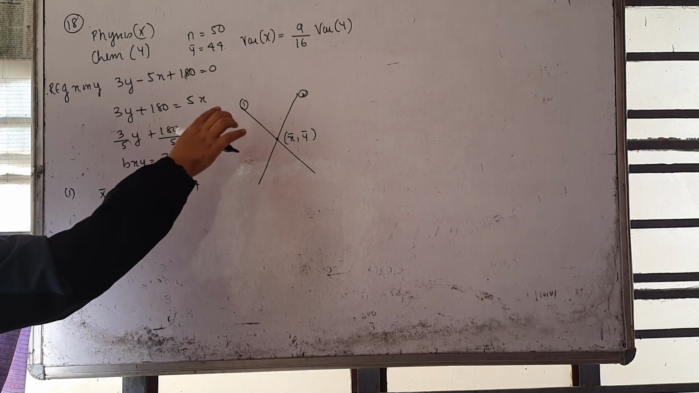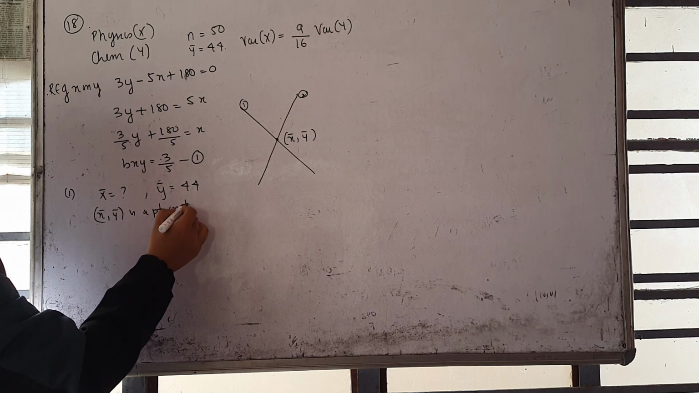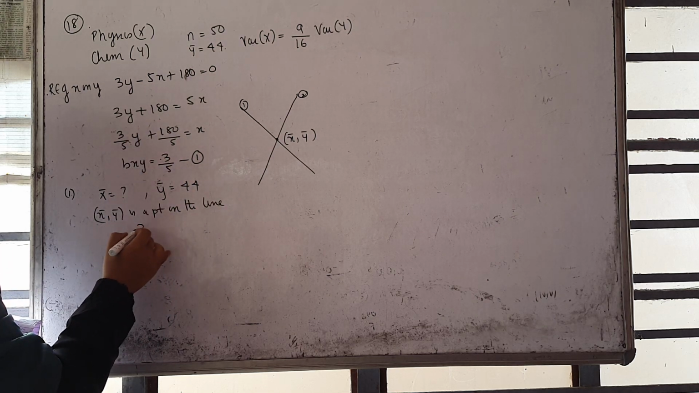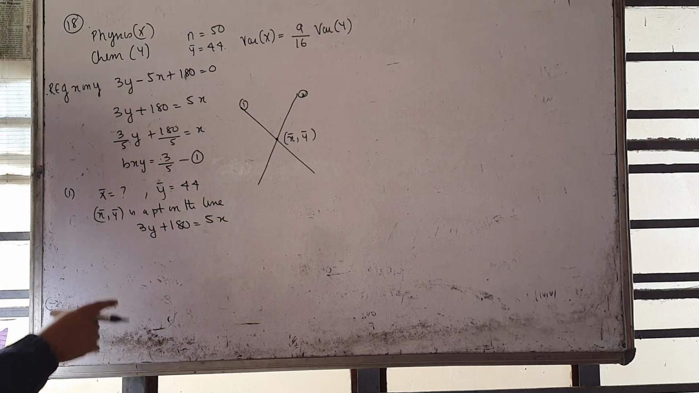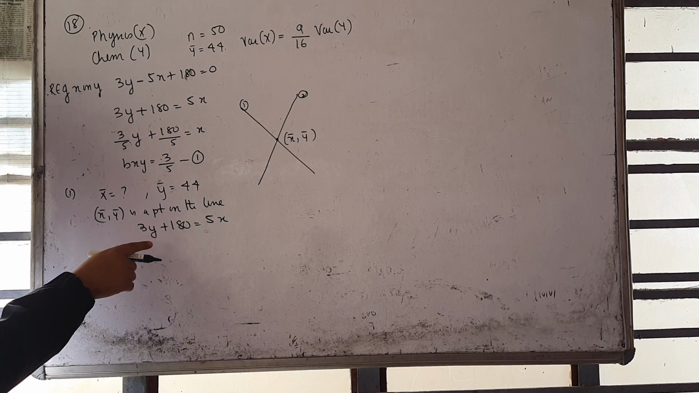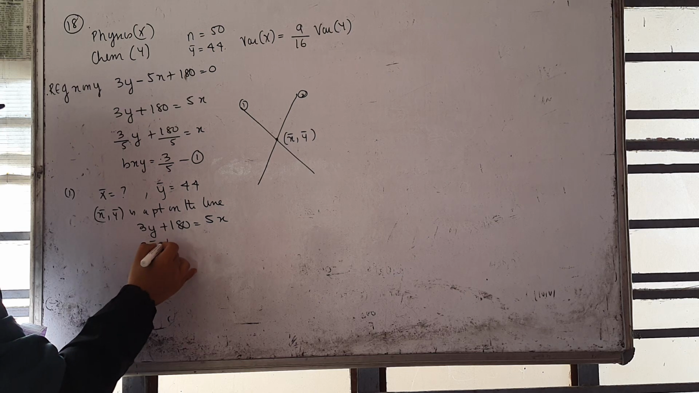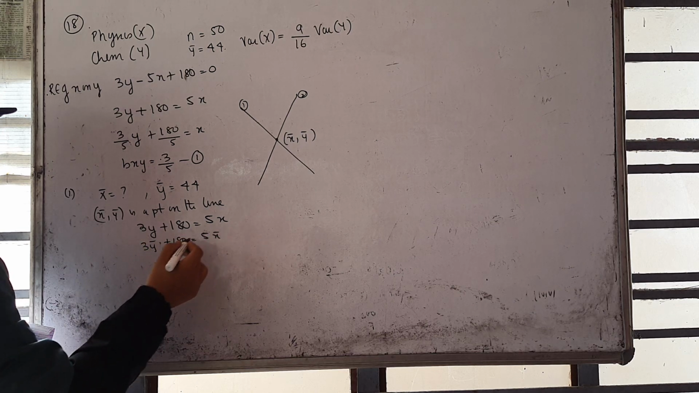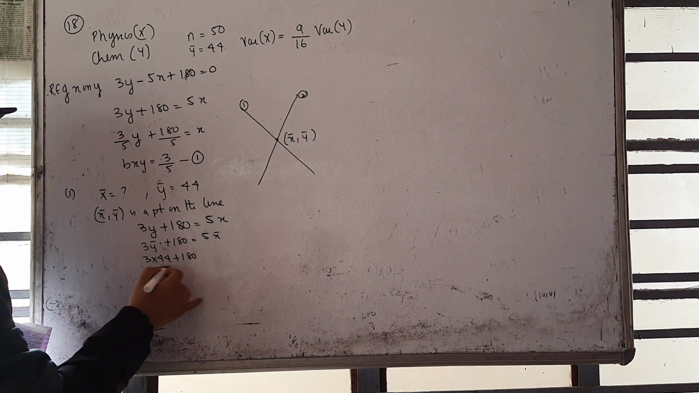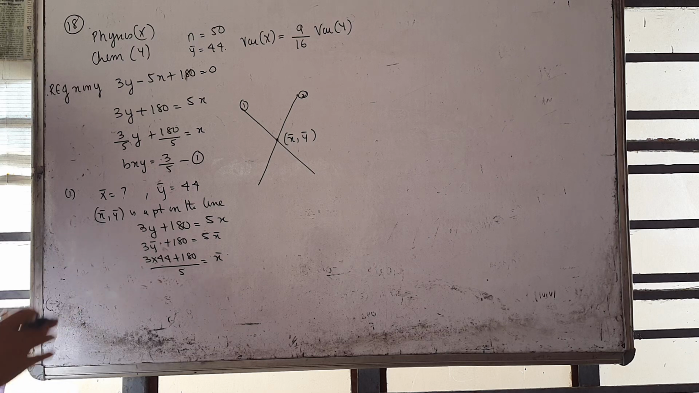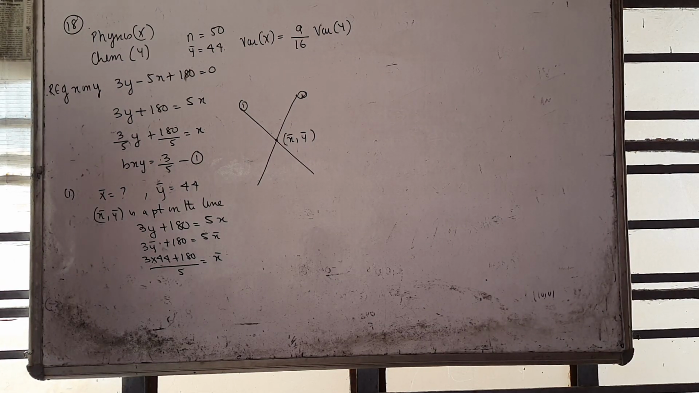So x bar comma y bar is a point on the line 3y plus 180 equal to 5x. Instead of y, we can write the y coordinate. So I can write 3 y bar plus 180 equal to 5 x bar. Now put the value: y bar is 44, so 3 into 44 plus 180 divided by 5 equal to x bar. That's how you find out x bar. Understood everyone? Okay, now the second part.